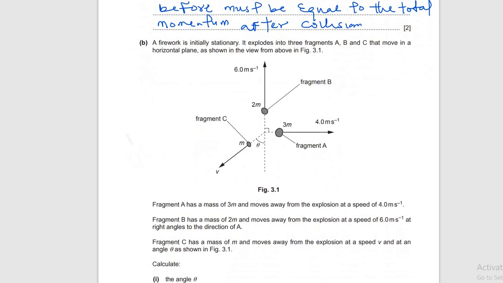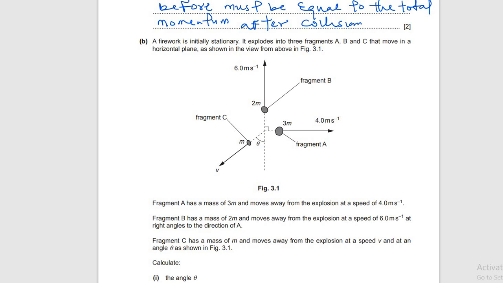The next question. A firework is initially stationary. It explodes into 3 fragments, A, B, C. You know the way fireworks work, it's scattered in different dimensions in air. Well, according to these questions, it explodes into three fragments.